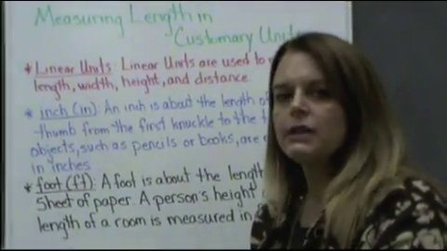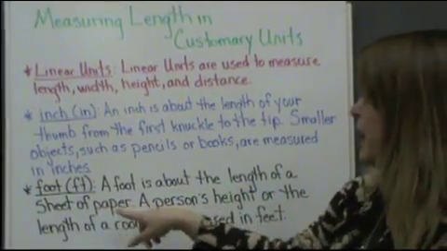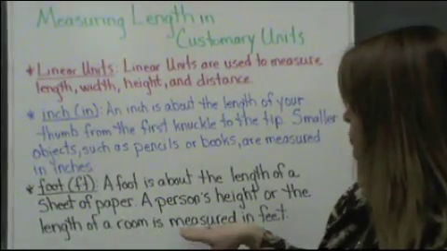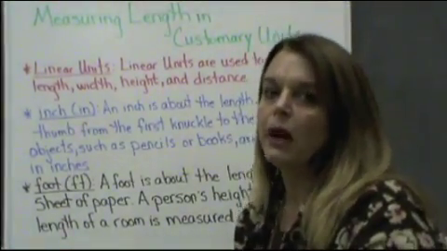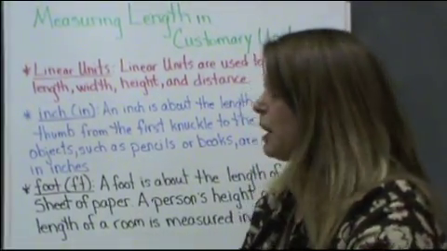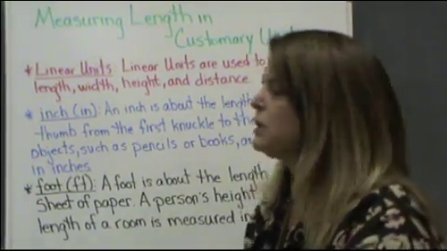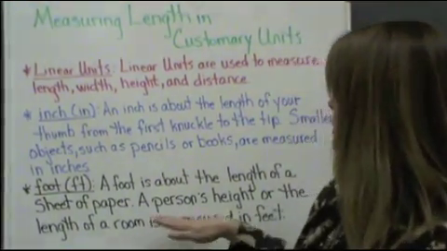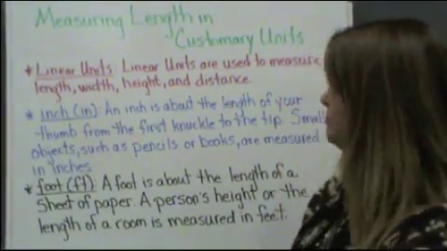Our next definition is the foot. A foot is about the length of a sheet of paper. A person's height, or the length of a room, is measured in feet. So if someone asks you, how tall are you? You can say, oh, I'm 4'1", or I'm 4'2", or I'm 3'3", and you're kind of short. Okay? But that's what a foot is used to measure, the height of a person or the length of a room.